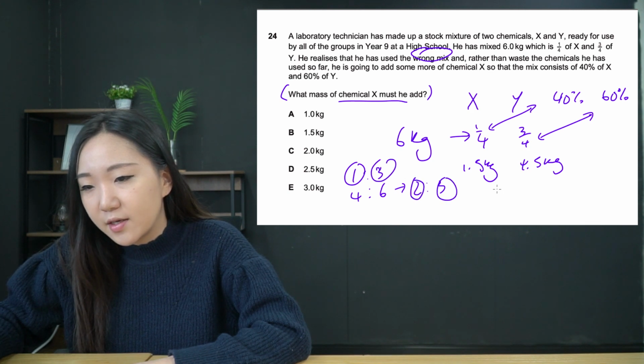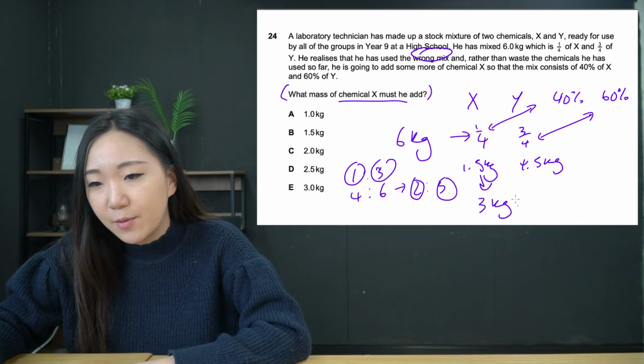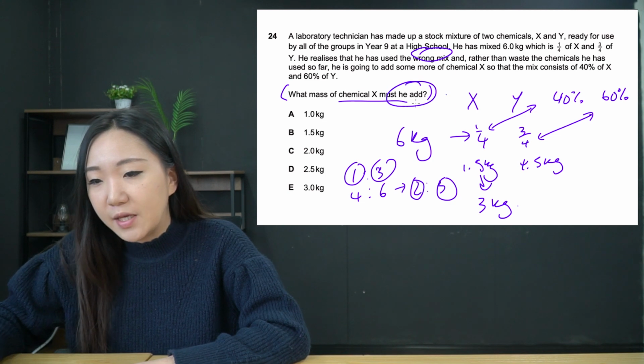So we're going to double that to get to 3 kilograms, which means how much must he add? It's going to be B.